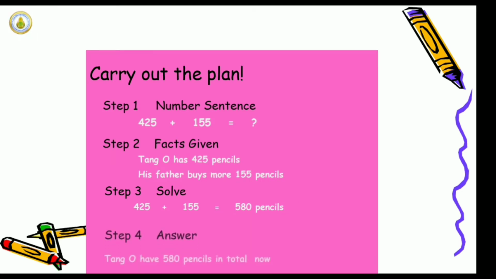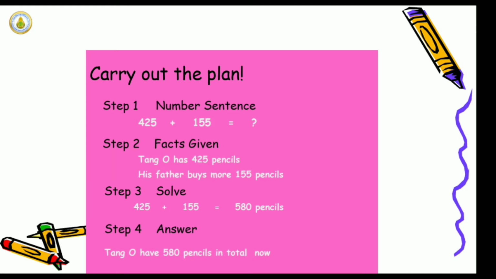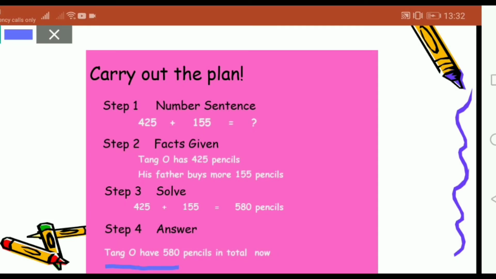Next, step 4. Step 4 is the answer, and the answer should be written in a sentence. Again, the question is, how many pencils does Tang O have in total? So our answer should be, Tang O has 580 pencils in total now.